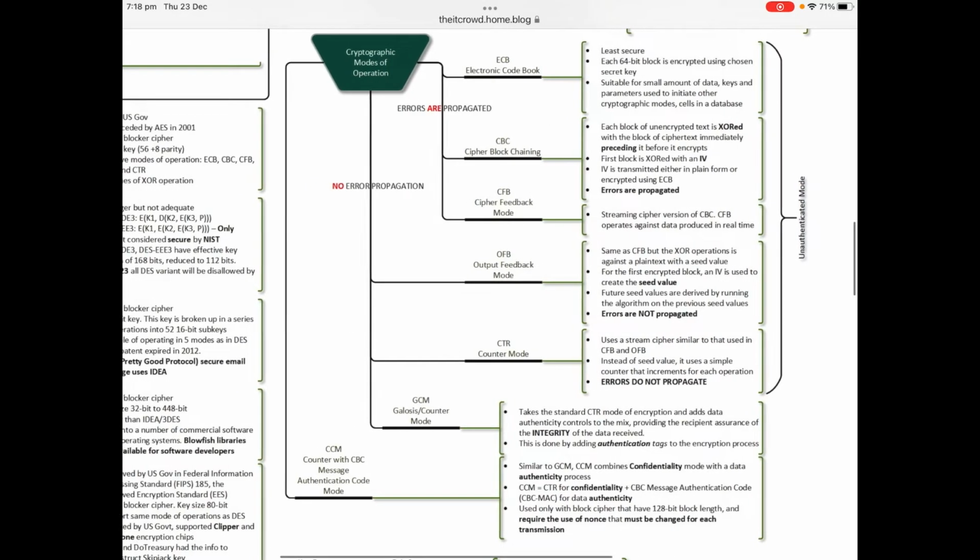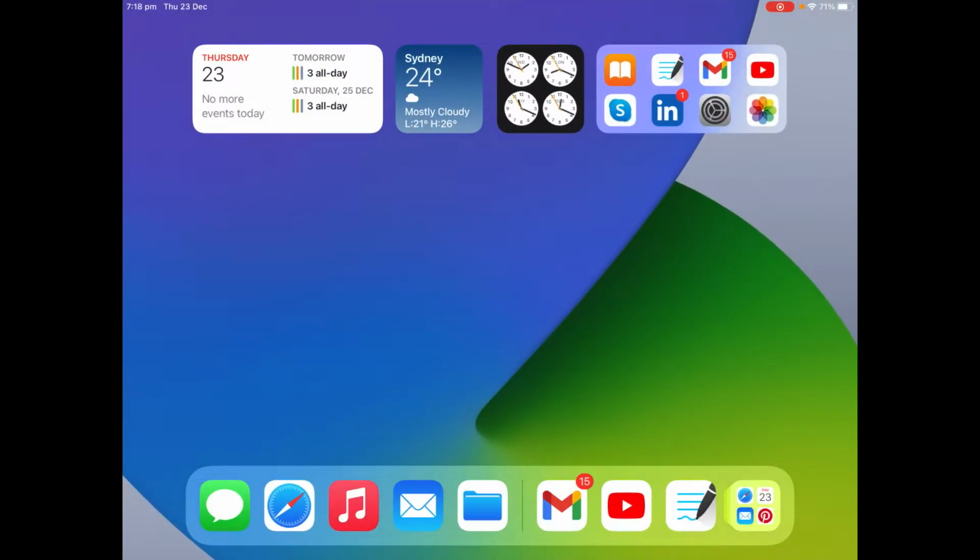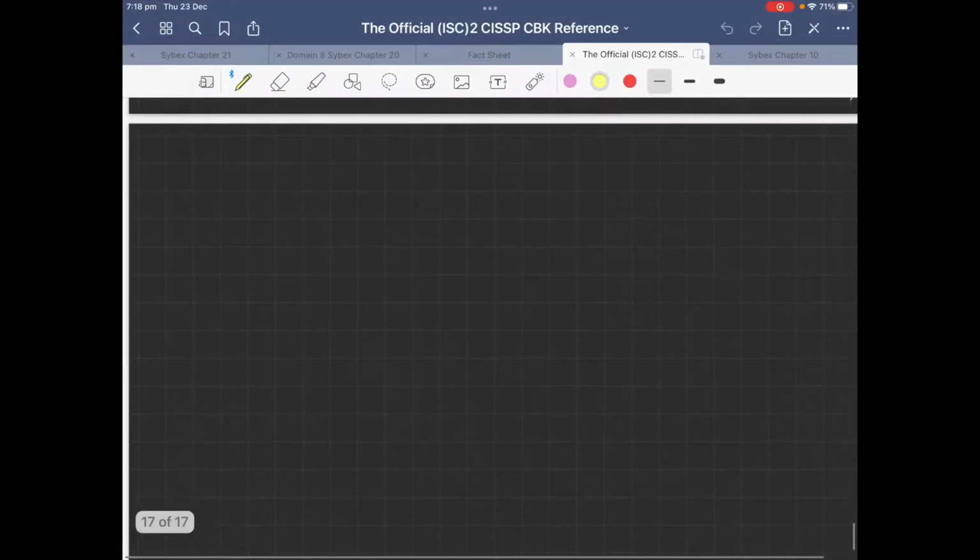The objective of this video is to just give a different perspective to look into this topic, cryptographic modes of operation, and how we can commit certain terms to memory, so that it's easy for us to answer some of the tricky questions in CISSP exams. So let's start. For that I would like to draw it on a paper.